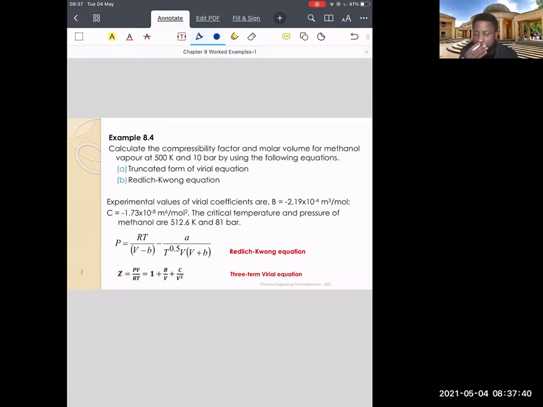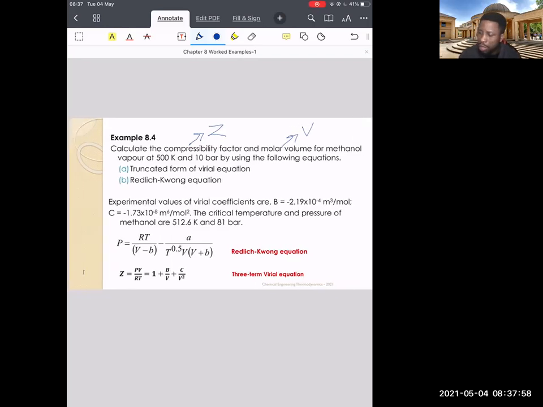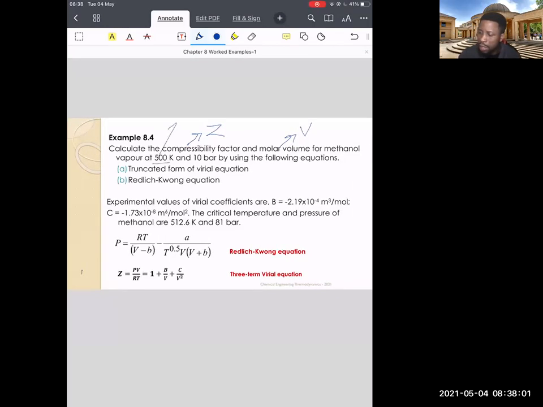It says calculate the compressibility factor and molar volume. So we are looking for the compressibility factor, that is Z, and the specific molar volume V for methanol vapor at 500 K. So we know 500 Kelvin, that is temperature, and 10 bar, that is pressure. And then we've been given the virial coefficients, B and C.